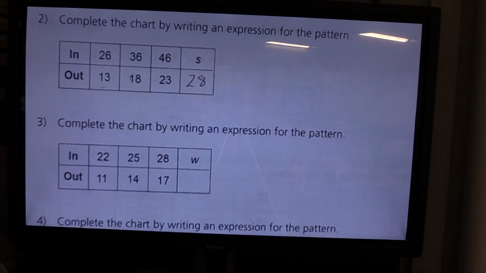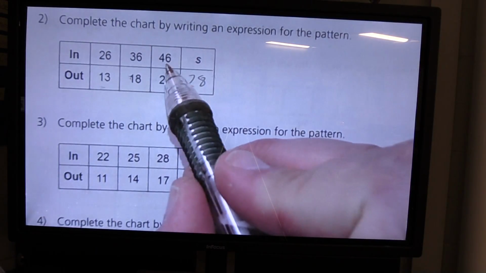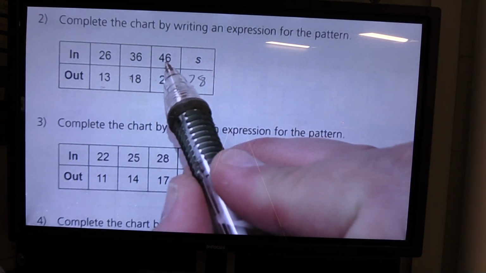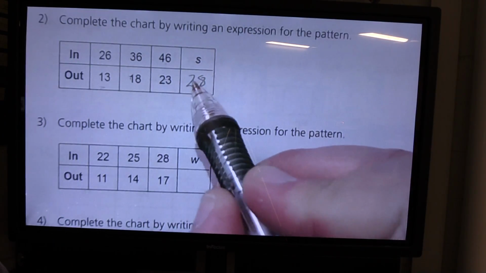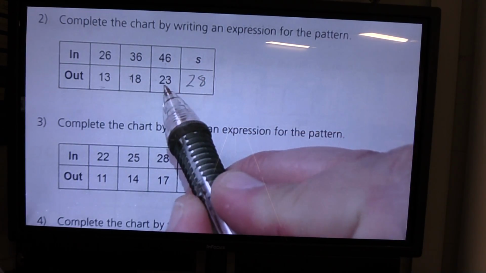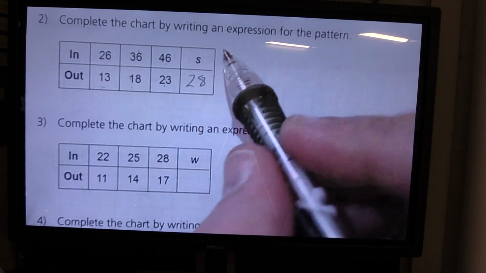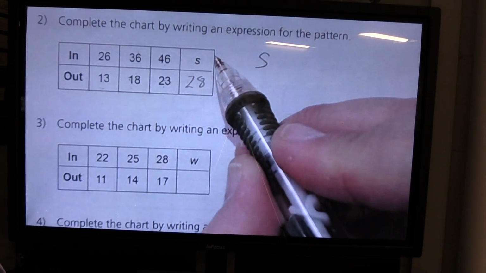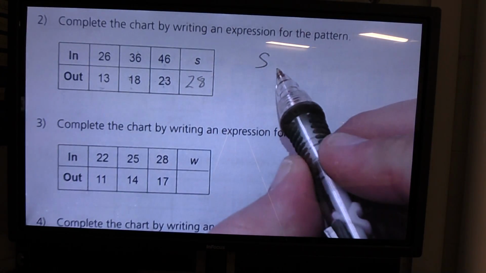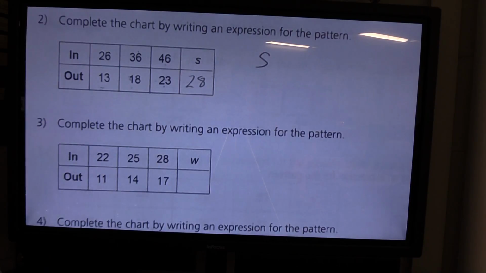So if we want to be able to figure out S, what we might want to do is figure out what they do to these in order to get this part. What do they do to this value to get this? What do they do to this value to get this? And we'll do that to S, and that'll help us figure out what we're going to put here regardless of what goes here. So what are we going to do to it? Think about it for a second.